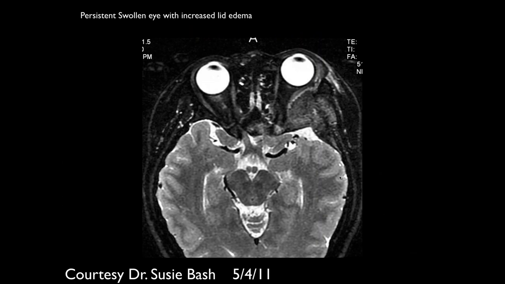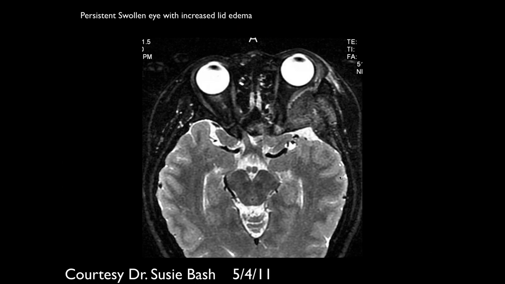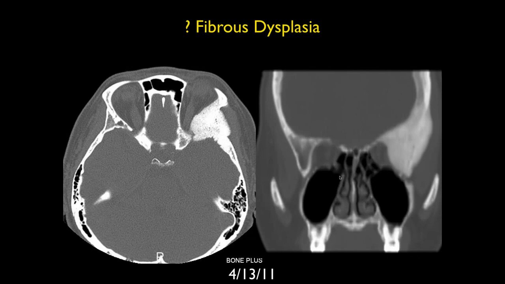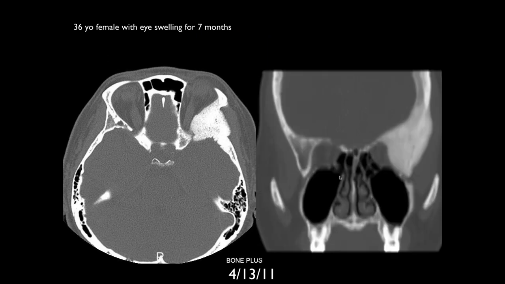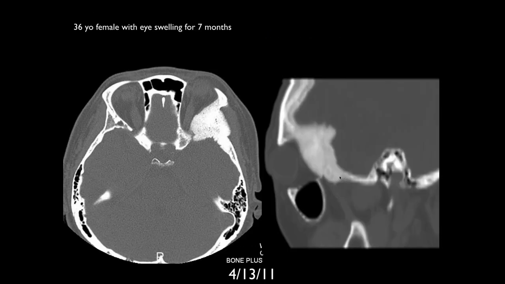Okay. This is the same patient, huh? I don't think so. Is it 5-5-4? I think this is a different one. Wait a second. 36-year-old female, 7 months. Yeah, they were questioning that more, maybe. I think this is a different patient. It's solid. I don't know about this being a fibrous dysplasia. I'm sorry. I think this is the same thing.